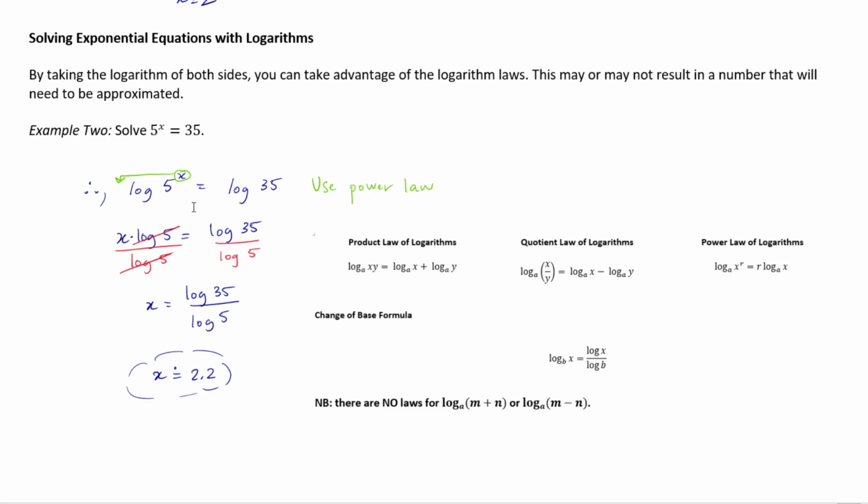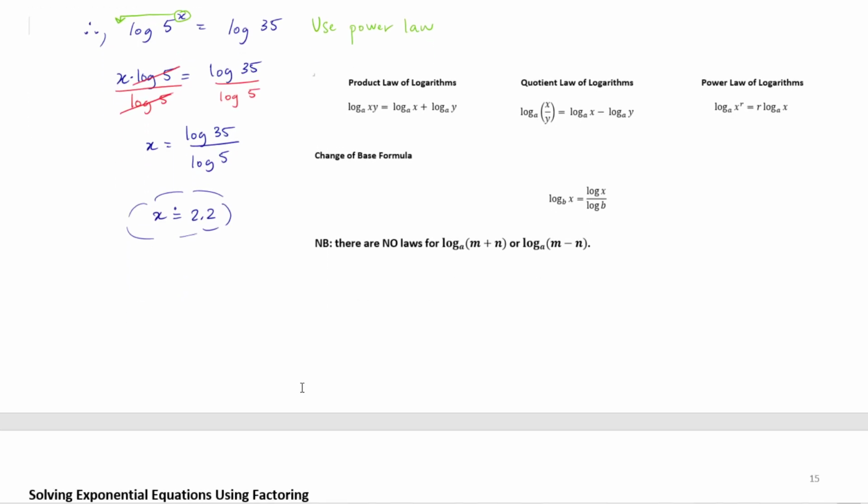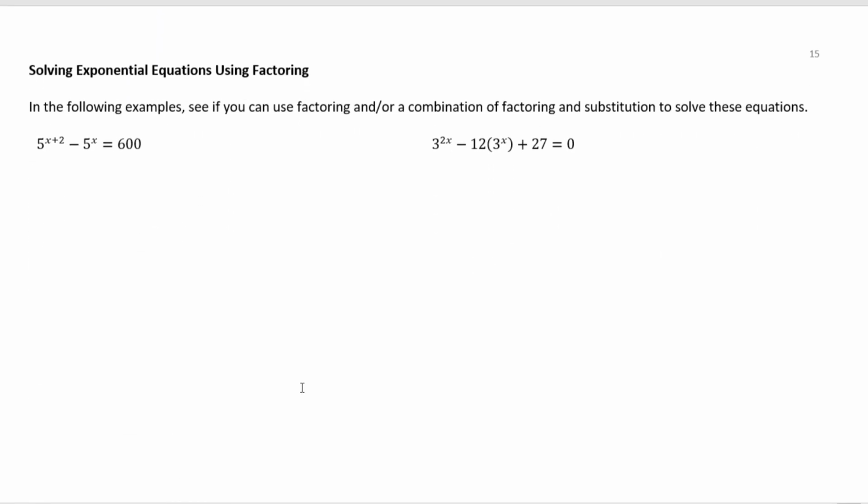So all we did is we took the logarithm of both sides of those equations, took advantage of the power law, and brought the x exponent down in front as a coefficient, and then isolated using our algebraic techniques. Okay, moving on. This is where things can get a bit tricky. Solving exponential equations using factoring. These are more advanced ways of solving exponential equations.